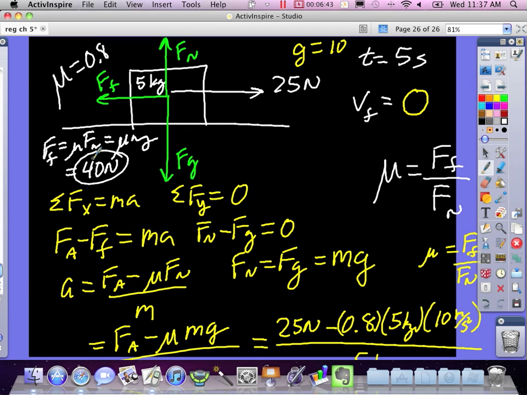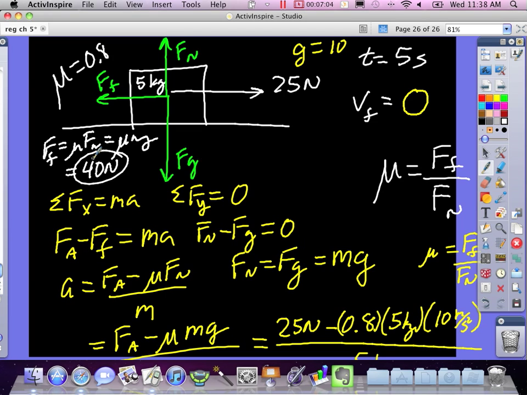Now, what happens if this gets to 40 newtons? Will it move yet? No. Oh, good response. It will not move yet. You must overcome the 40 to get it moving. Okay? So if I go to 41, now I'm going to get it moving.